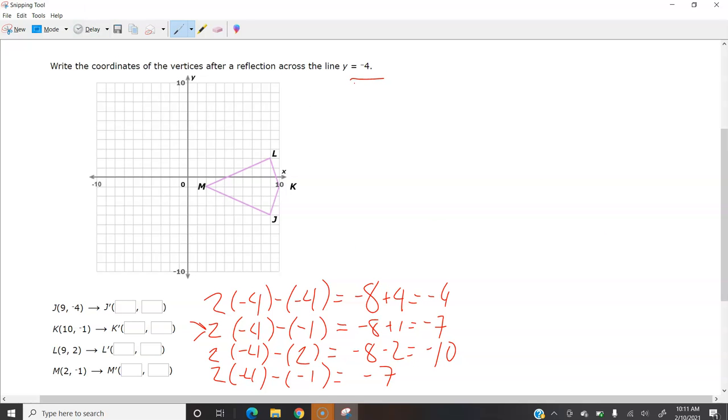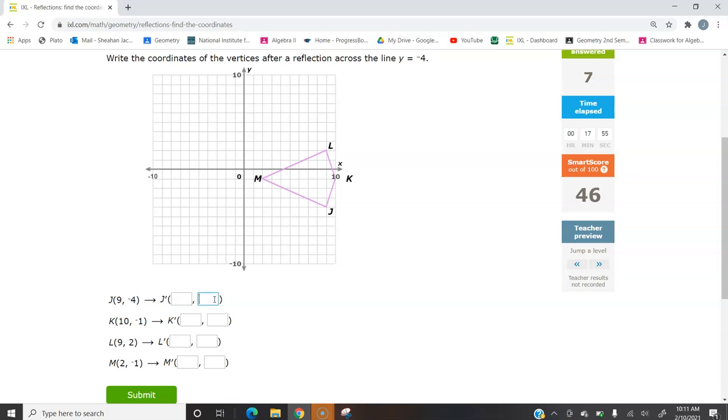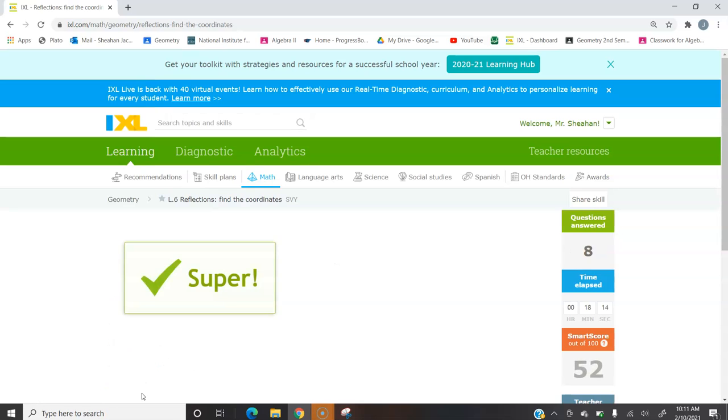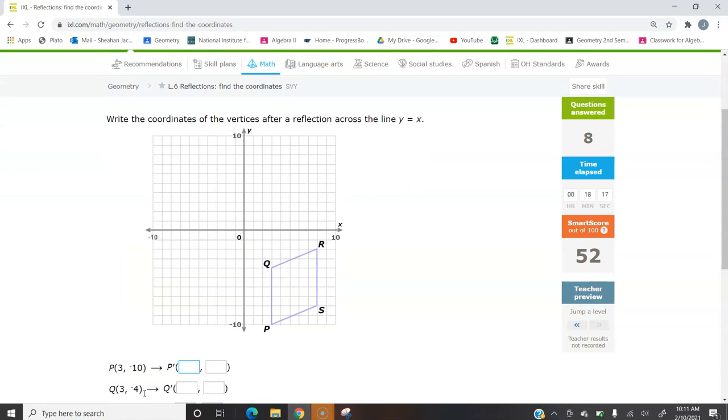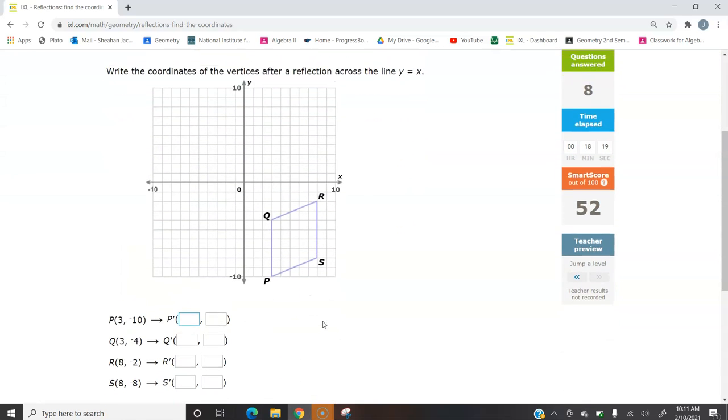Let's write those in first so I don't forget them. -4, -7, -4, -7, -10, -7. All right, and then all of our x's are going to stay the same. Okay, cool. Last one I'm going to do here.